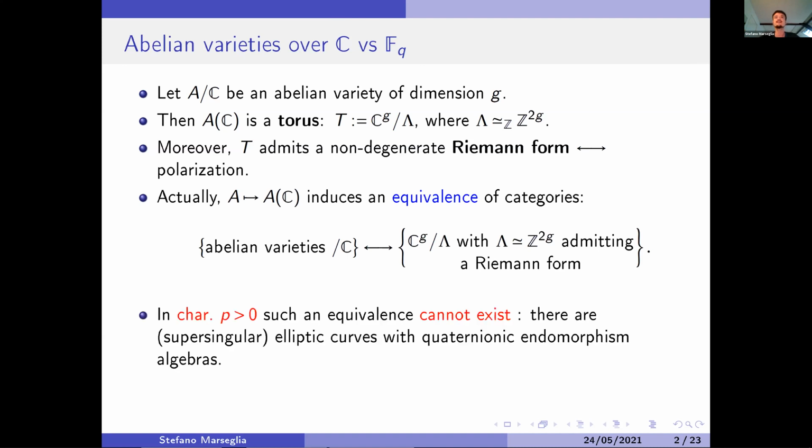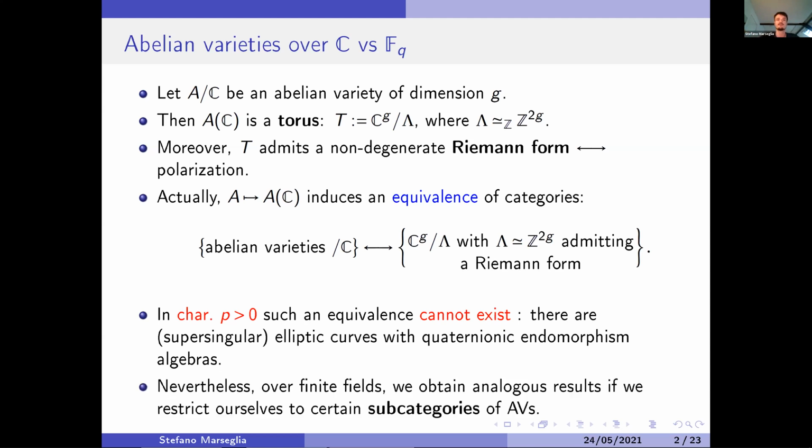In characteristic p, so in positive characteristic, such an equivalence cannot exist. Indeed, there are objects like supersingular elliptic curves, which have quaternionic endomorphism algebra. So already in dimension one, we have some problems. The reason why such an equivalence cannot exist is that if, by contradiction, there were such an equivalence, then we would get a two-dimensional representation, where the dimension is considered over the rational numbers, of a quaternion algebra. And we know that such algebras cannot have a two-dimensional representation. So there is an intrinsic obstruction to having an equivalence like this over the whole category of Abelian varieties over some field of positive characteristic.